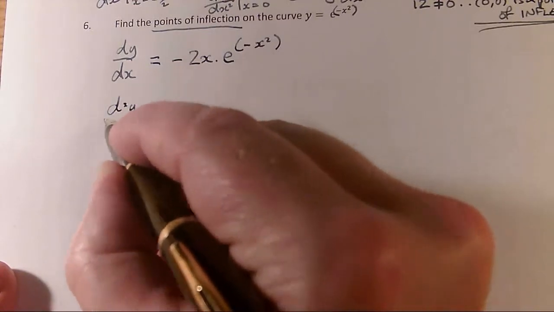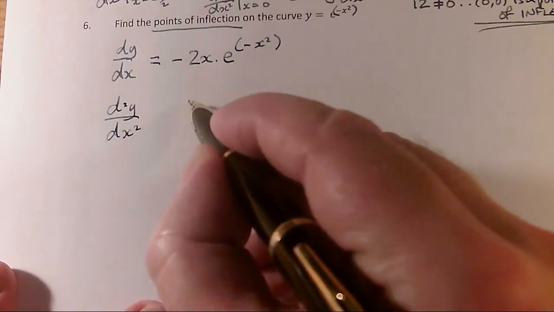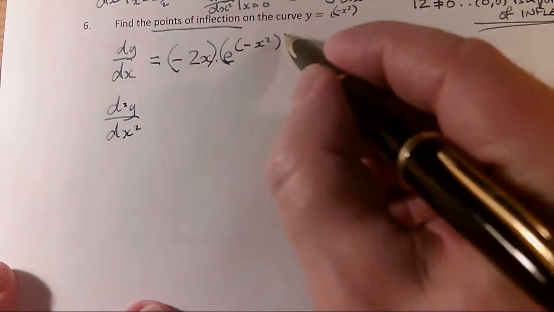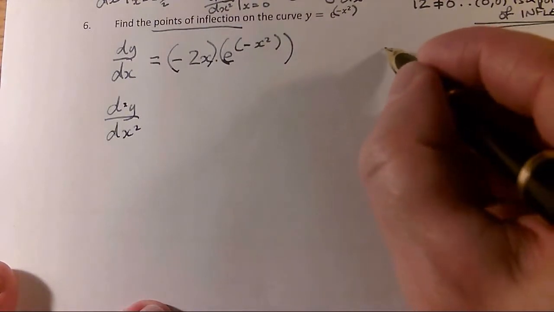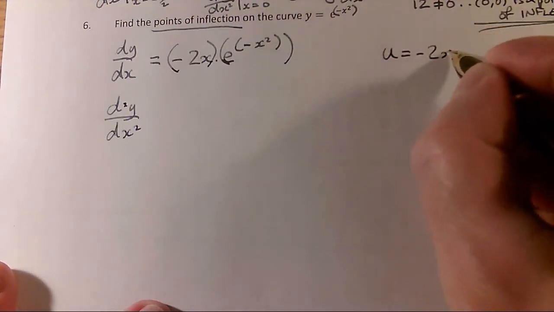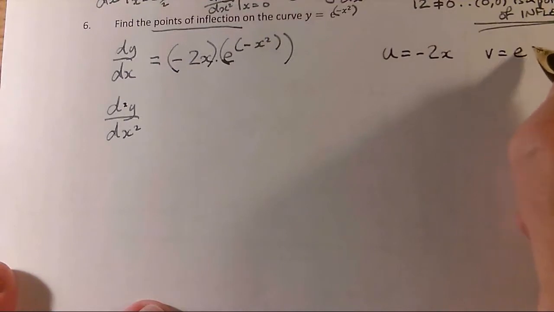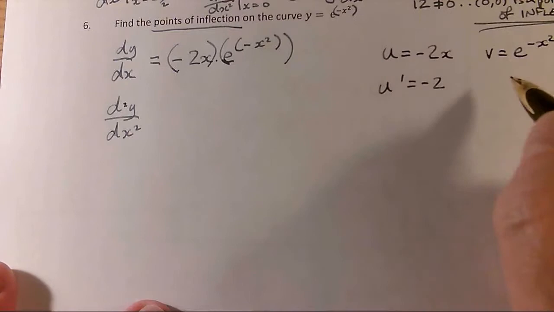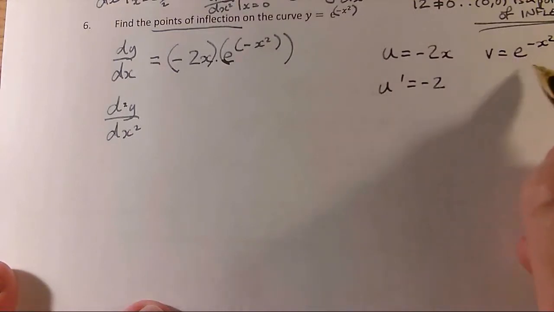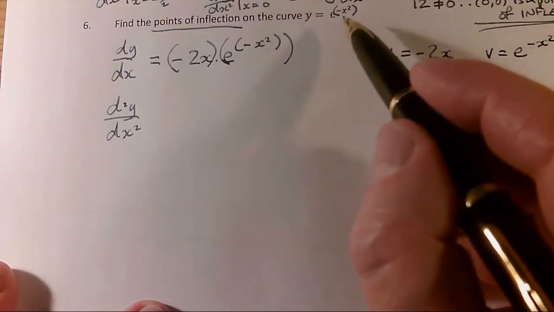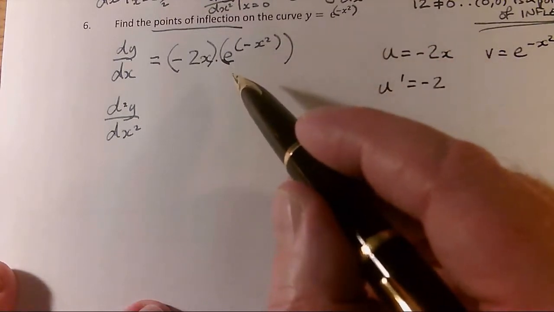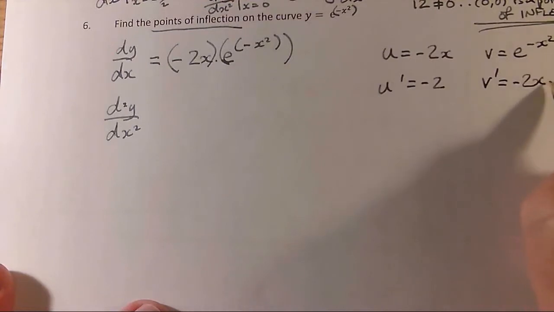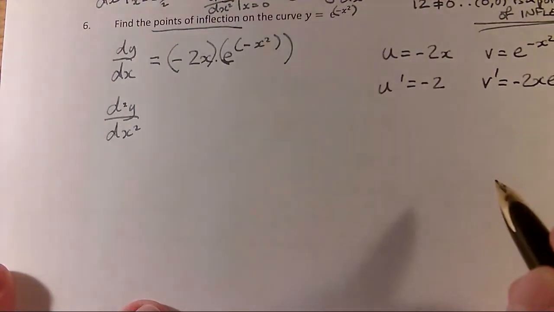d2y by dx squared, well, now I have to observe that this is a product. So I've got a u and a v being multiplied together. So u equals minus 2x, v equals e to the minus x squared. So u dash is just minus 2. Now differentiating v, I've just differentiated e to the minus x squared. That was my original y, and it differentiated to this object here. So v dash, I can just copy that. v dash is minus 2x e to the minus x squared.